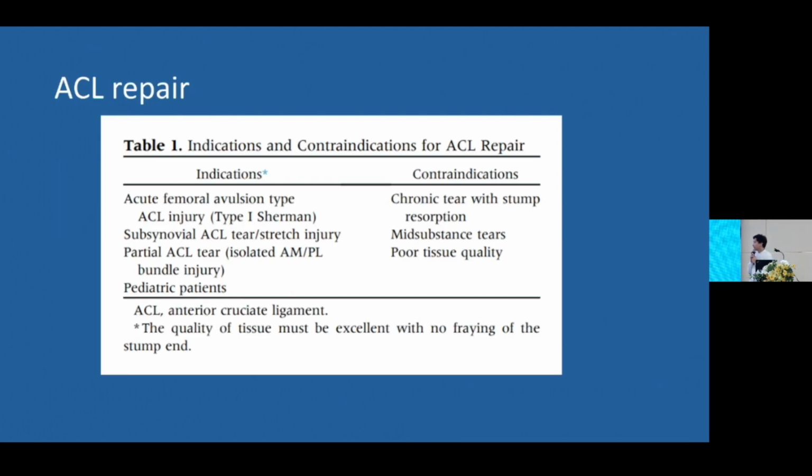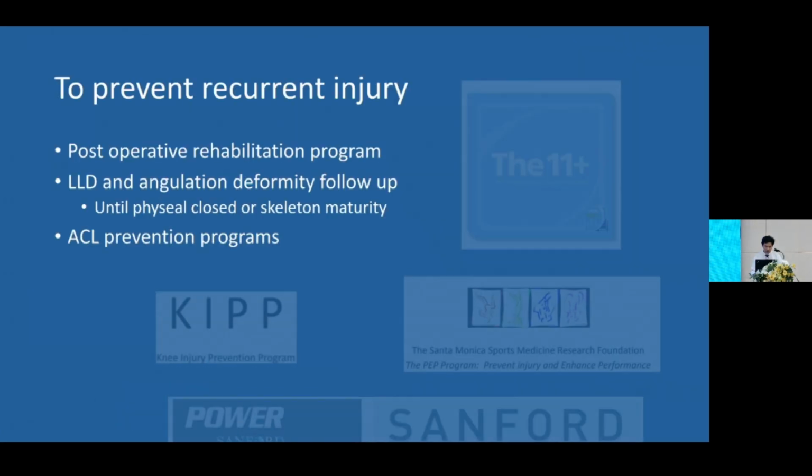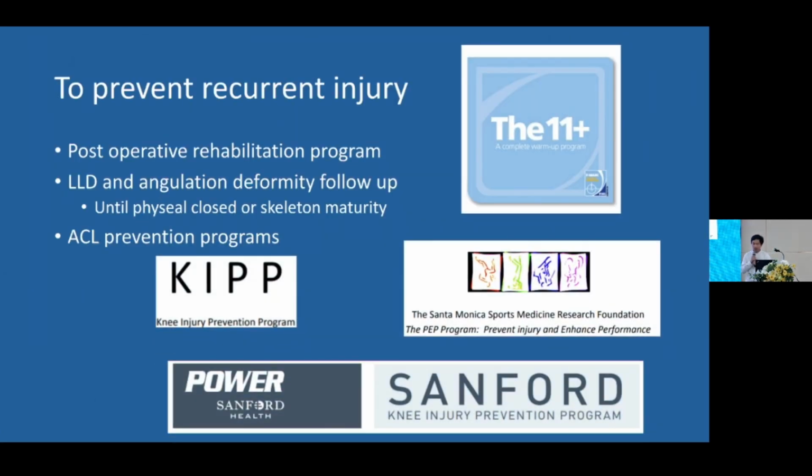Okay, for the ACL repair, you need to meet the perfect criteria for the repair too. To prevent the injury, you need a post-op rehabilitation program. You need to follow up LLD and angulation deformity until the physis is closed, and you need to have an ACL prevention program too. Okay.